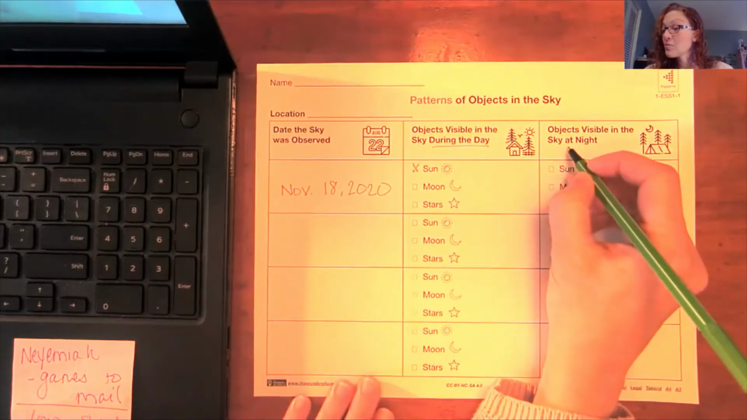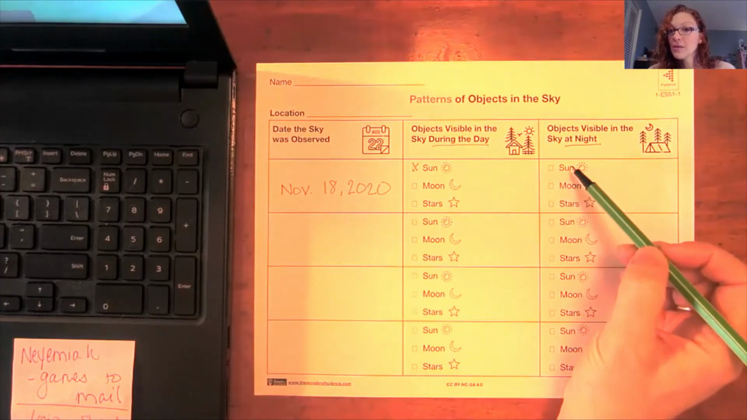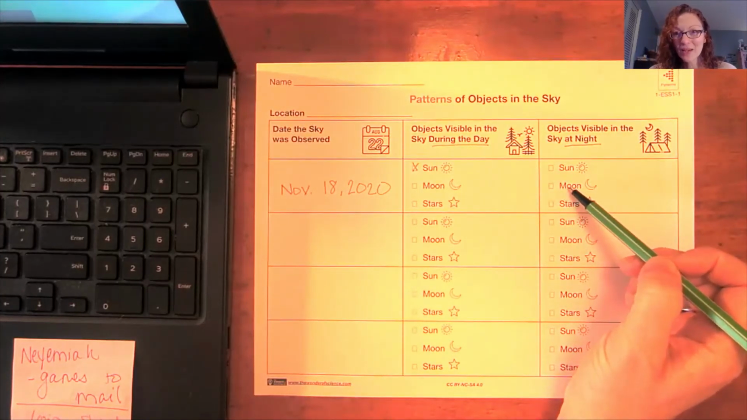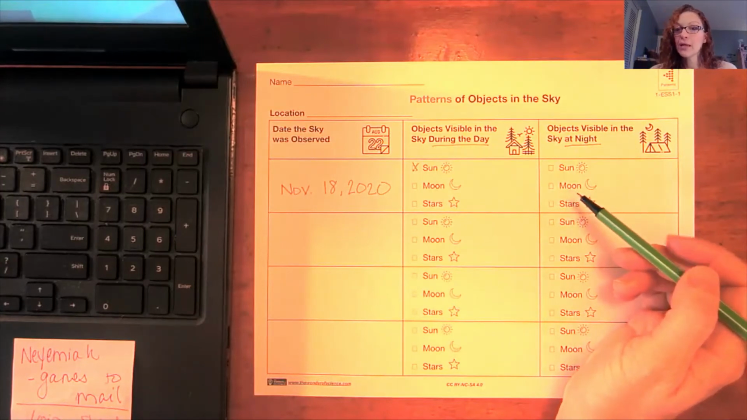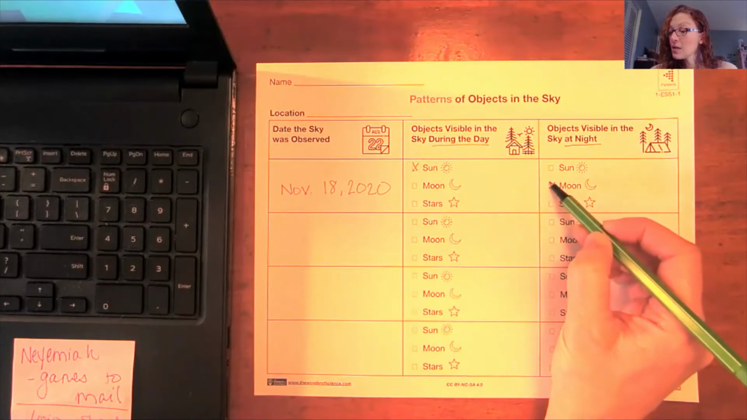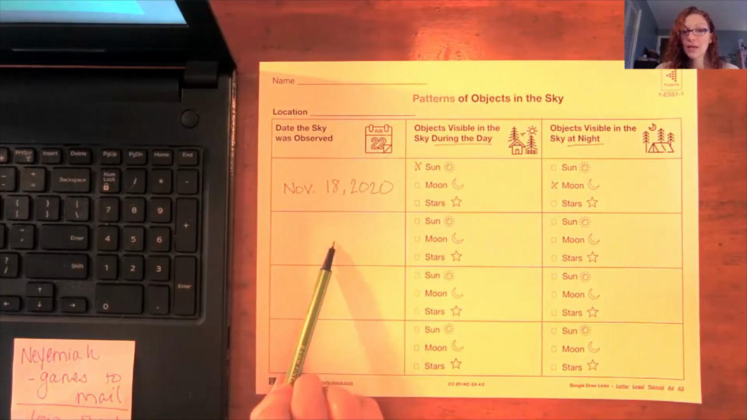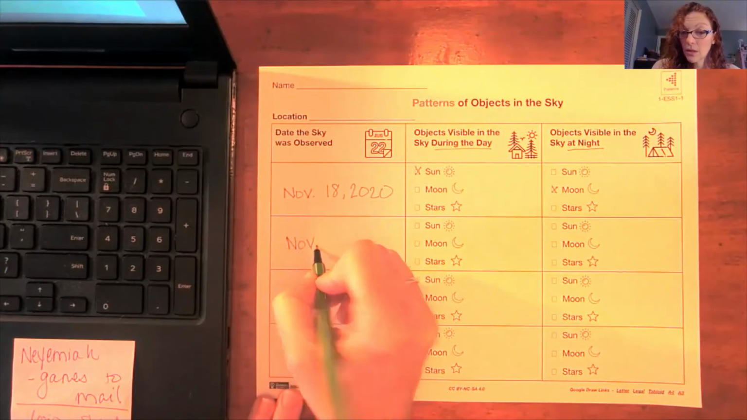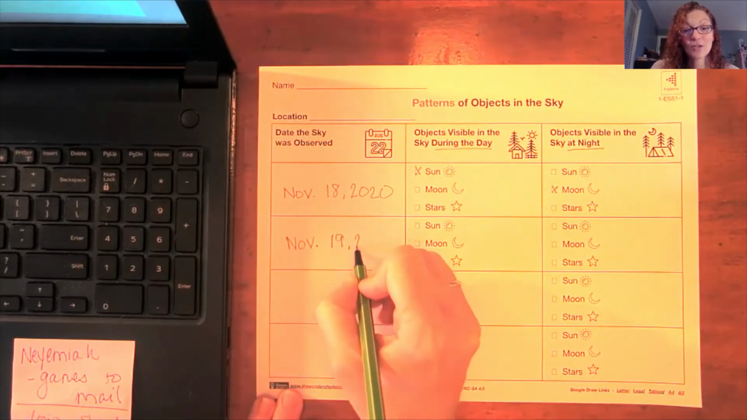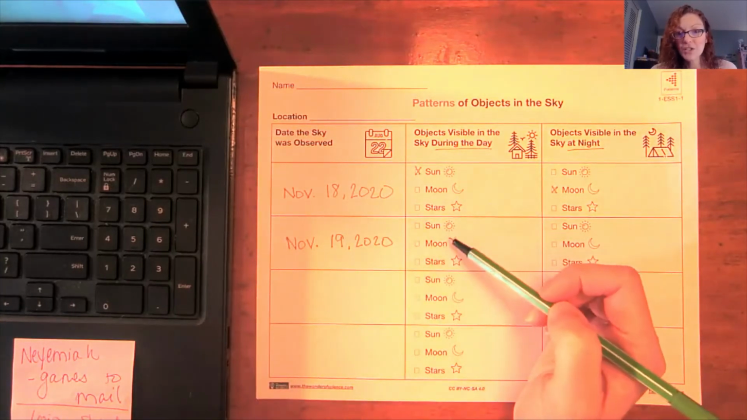And then at night, so maybe after dinner, you can look out your window. What do you see? Do you see the sun? Do you see the moon? Or do you see the stars? Maybe you don't see any of them if it's super cloudy. Maybe you can see the moon. I don't see any stars because it's so cloudy. And then another day, I want you to do it here. So then maybe you're going to do it tomorrow. So tomorrow will be the 19th, 2020. Look up in the sky during the day. What do you see?